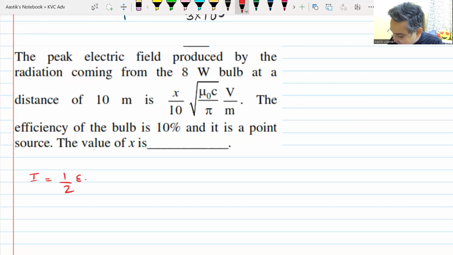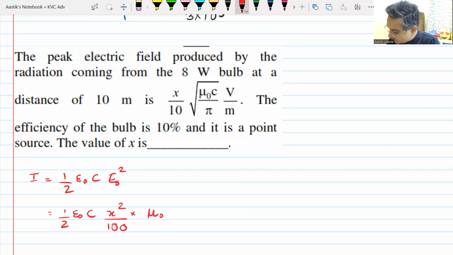Half epsilon naught C into E naught square, yes or no? Yes. Now the peak value of electric field is given by this formula. So we just add it: half epsilon naught C into E square will become X square by 100, yes or no? Yes. Into mu naught into C by pi, yes or no?